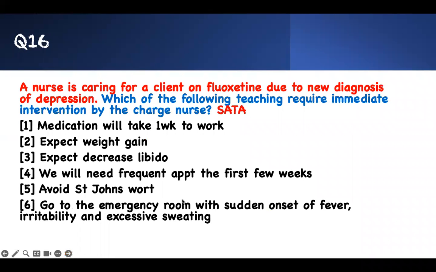Select and apply. A nurse is caring for a client on what? We've reached the pharmacology portion of it. So pay attention. Fluoxetine due to new diagnosis of depression. Which of the following teaching requires immediate intervention by the charge nurse? So I'm going to underline a few things: fluoxetine, immediate intervention. Don't underline too much. So I have depression. I've been giving fluoxetine. Now I need the nurse to intervene. What do you think? What kind of medication is it? Pharmacology: if you don't recognize the medication, sometimes it becomes difficult.